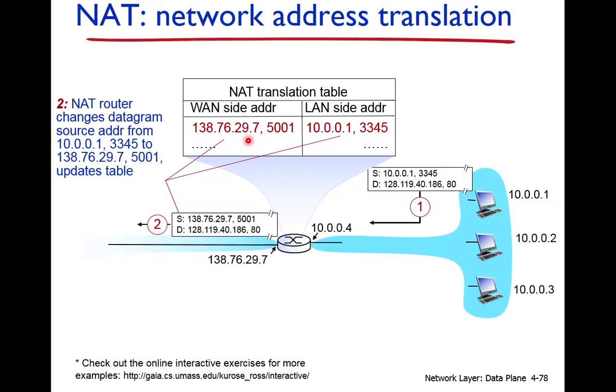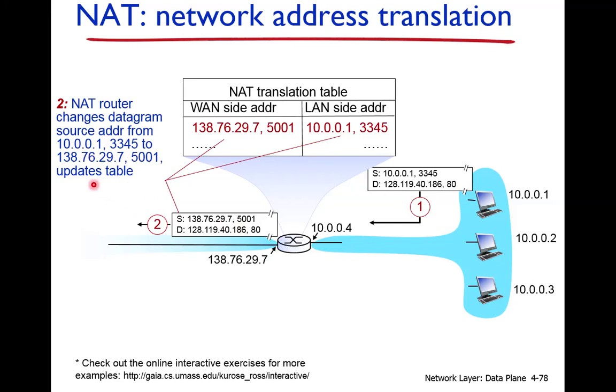So you can see that it is stored here that this message was sent. This IP address and port number were replaced by this IP address and port number. So this is stored here: I have received a message, and in this message the source IP address and port number are replaced by this IP address and this port number. And now the message is sent to, to where?